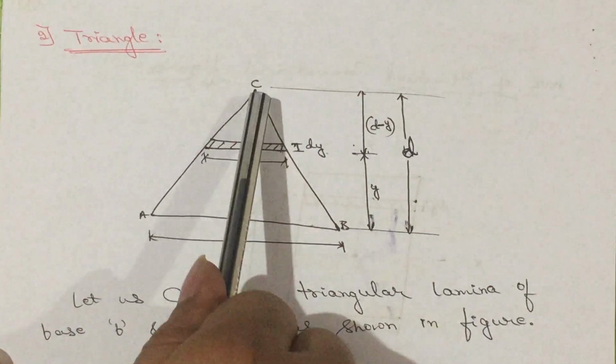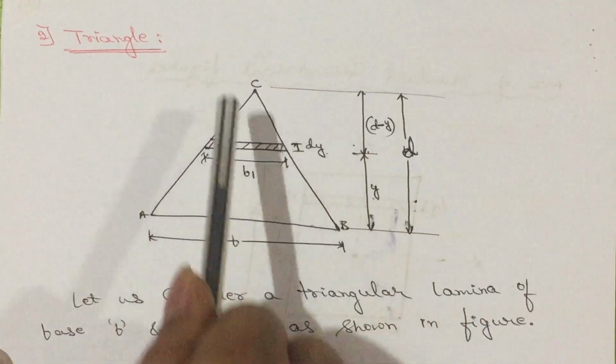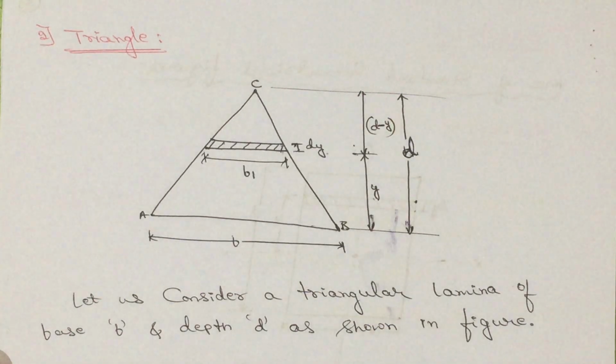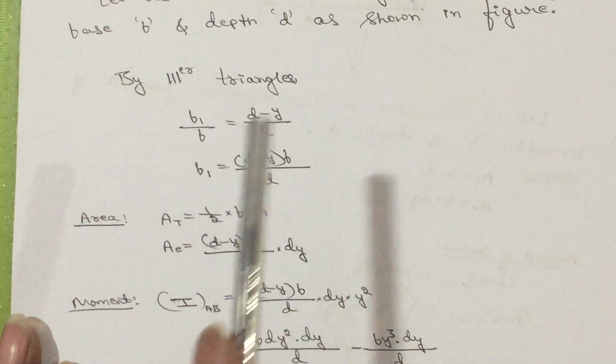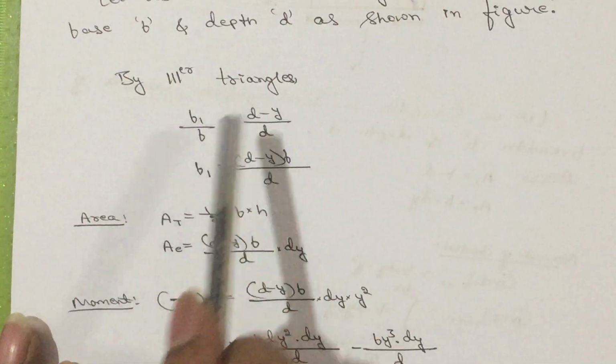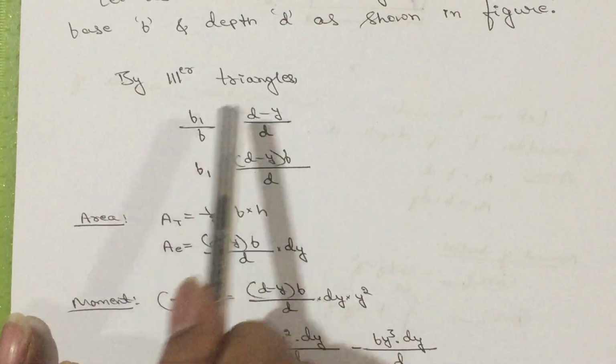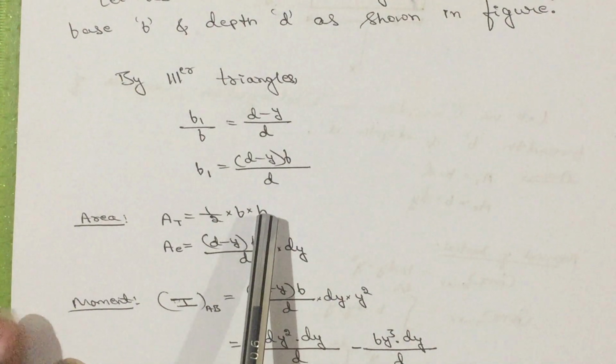For this smaller triangle, the height is d minus y. For this bigger triangle, height is d. So, width by width is equal to height by height, depth by depth. So, cross multiply, B1 you are going to get as (d minus y) into b divided by d.